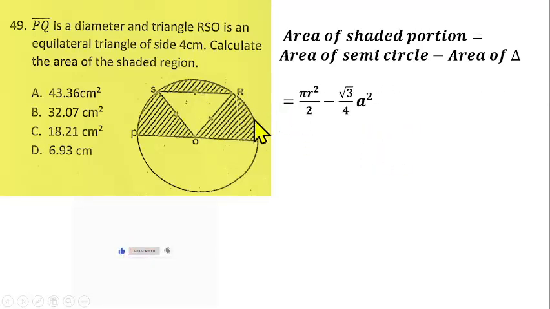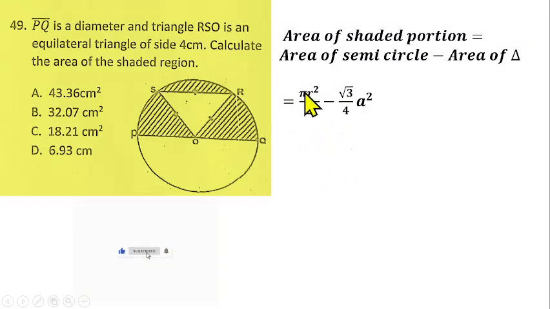The area of a semicircle is pi r squared over 2, minus the area of an equilateral triangle, which is square root of 3 over 4 multiplied by a squared, where a is one of the sides of the triangle, because we have an equilateral triangle, which means all the sides are equal. You can also use Heron's formula to find the area of a triangle when you know its 3 sides, but I think this one is shorter than using Heron's formula.